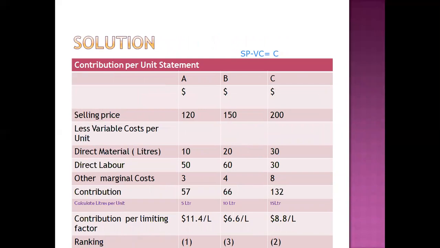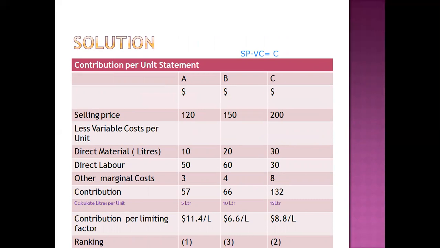Our variable cost, let me just verify these figures. We are going to say 10. Variable cost, it's 3, 4, 8. Then we are going to say 10. Okay. We are going to say 10, right? 10 plus 50 plus 3.